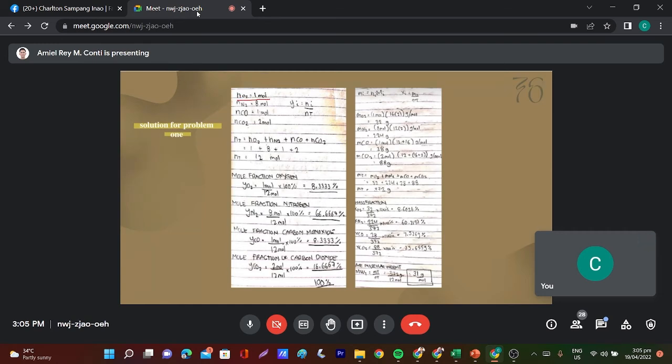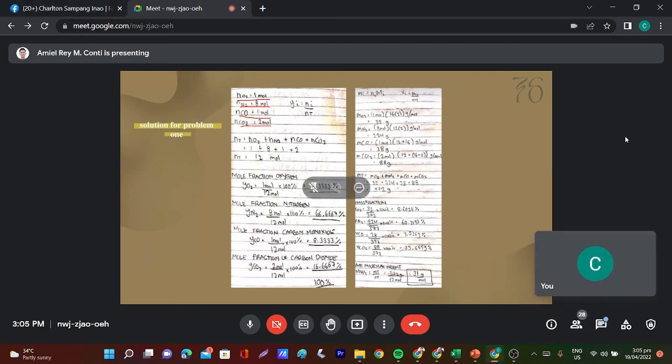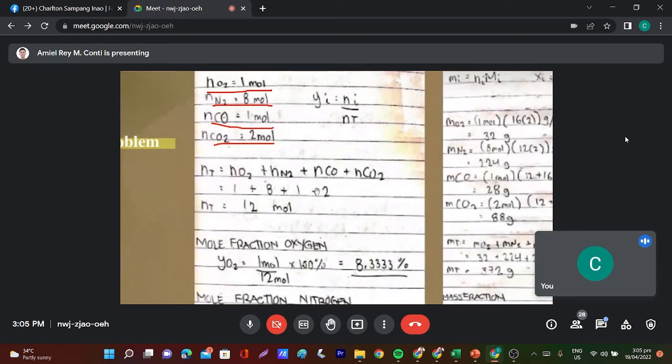Ito po, ayan. 1 mole of the oxygen. The nitrogen is 8 mole. Then carbon monoxide is 1 mole. Carbon dioxide is 2 mole. Then first kinuha po muna natin yung total nung sa N. Pwede mo bang lakihan yan? Lakihan? Pwede ba? Kaya ba yan? Ayan po. Yan. I-focus mo para yan.